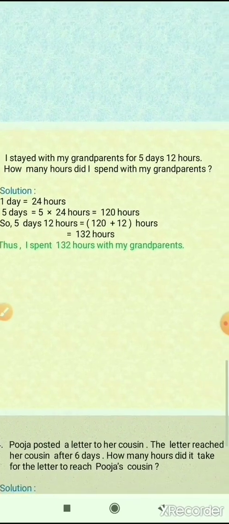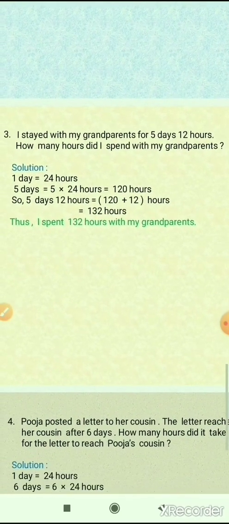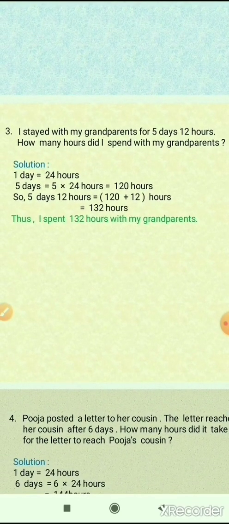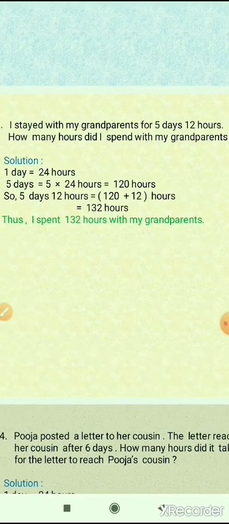I stayed with my grandparents for 5 days 12 hours. How many hours did I spend with my grandparents? See student, once more we will read that example. I stayed with my grandparents for 5 days 12 hours. How many hours did I spend with my grandparents? Okay, so here question is given in days and hours and we have to find answer in hours. So here we have to convert days and hours into hours. Okay, so let's see solution.